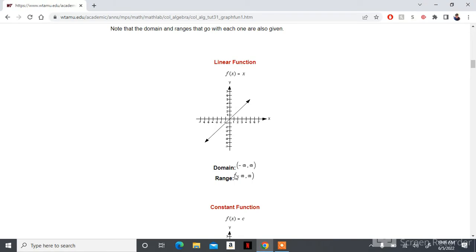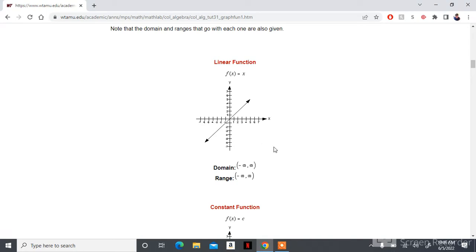Down forever, range is negative infinity. Up forever, range is positive infinity.